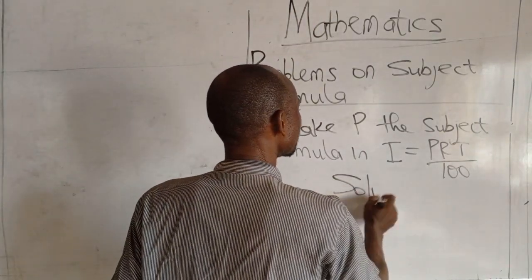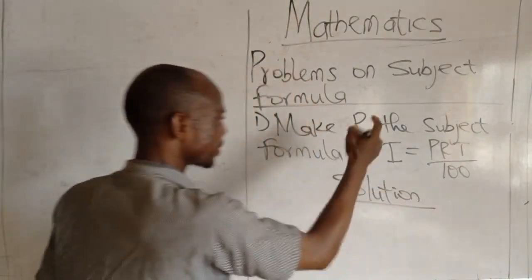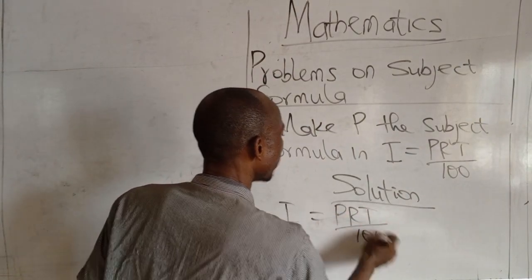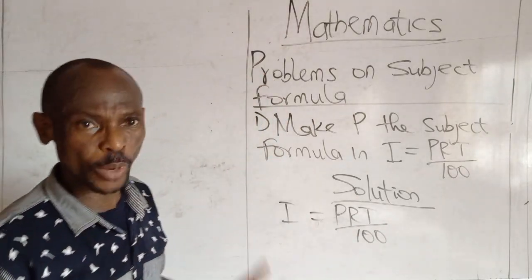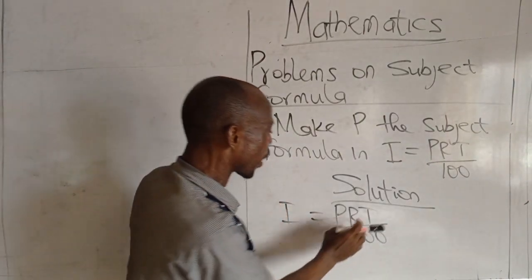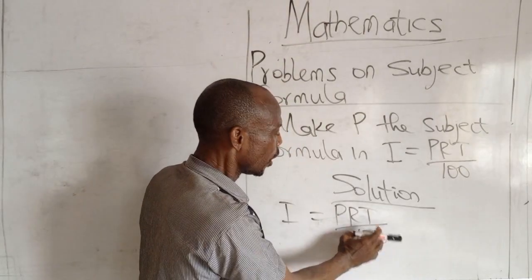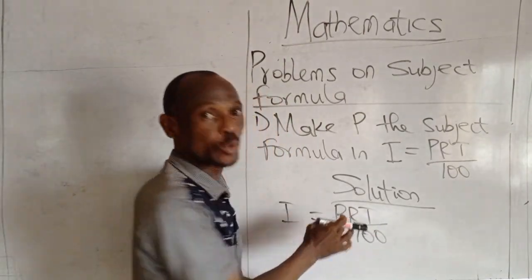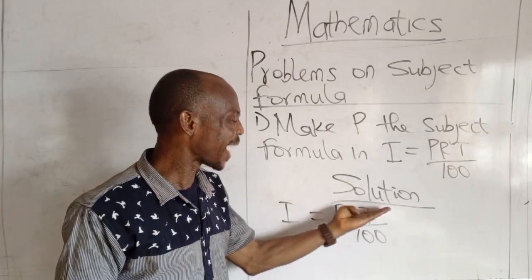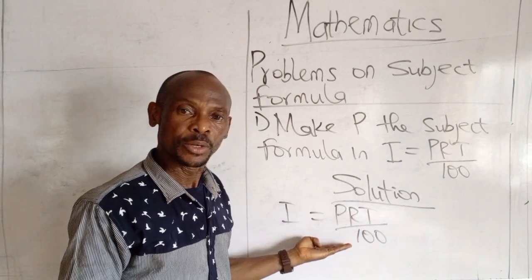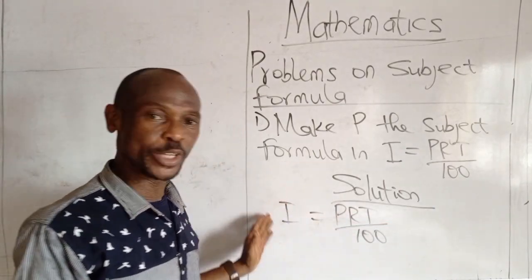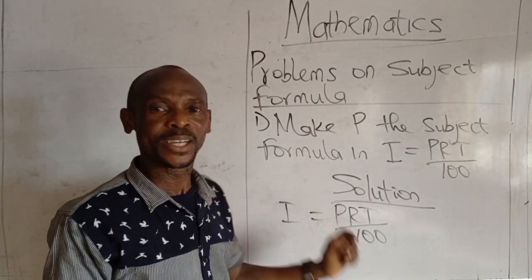Now let's look at the solution. First, bring out the formula. I is equal to PRT all over 100. Because we want to make P the subject, it means we are going to pull every other value, letters and value from P, so that P will stand alone. First, our 100 is dividing the values on top. From our principle, when a value is dividing, to move it to the other side of the equation, we multiply both sides by that value.